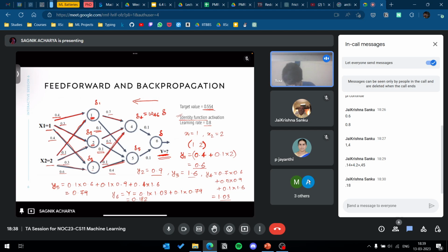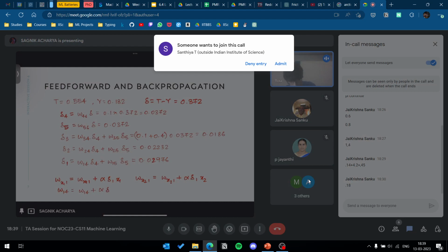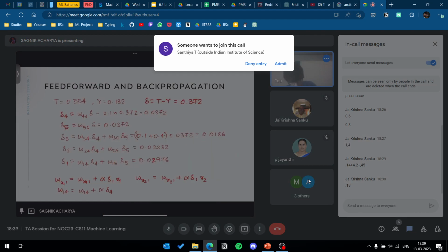So say w14. The connection between neuron 1 and 4 is the old value plus alpha times delta. So in this case we'll use delta 4 into our y1 basically. Yeah, so y1 is this 0.6 over here.